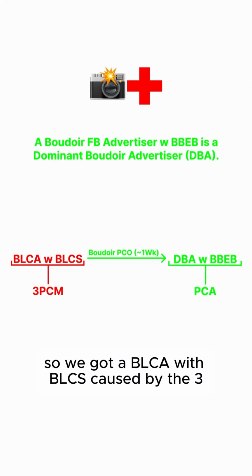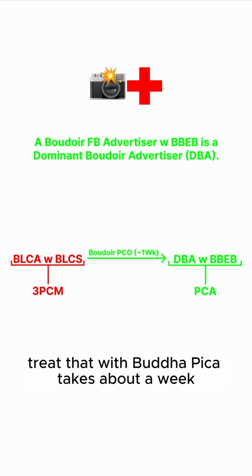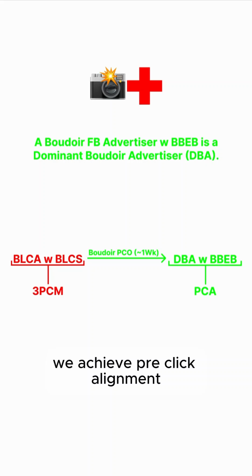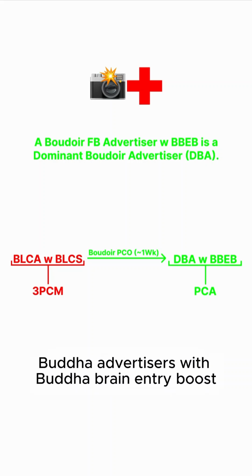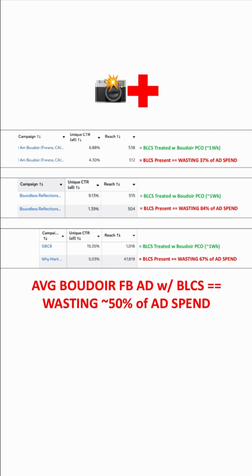So we got a BLCA with BLCS caused by the 3 pre-click mistakes. Treat that with Boudoir PCO. It takes about a week. We achieve pre-click alignment. We become dominant Boudoir advertisers with Boudoir brain entry boost. Simple, Jack.